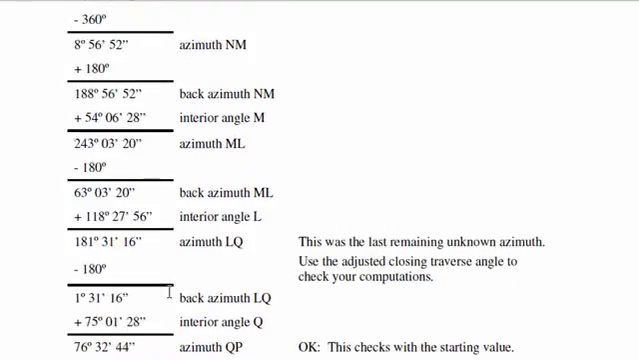And eventually, I get down to the end, and I need to check myself. You see, the last remaining unknown azimuth in this case occurred for line LQ. Well, I'm not done because I really need to prove to myself that I've computed this properly. So, once I find the back azimuth of LQ, then I can apply the last interior angle, and this should give me the azimuth of my starting line. If it doesn't, then I know I've made a math error somewhere and I need to find it.